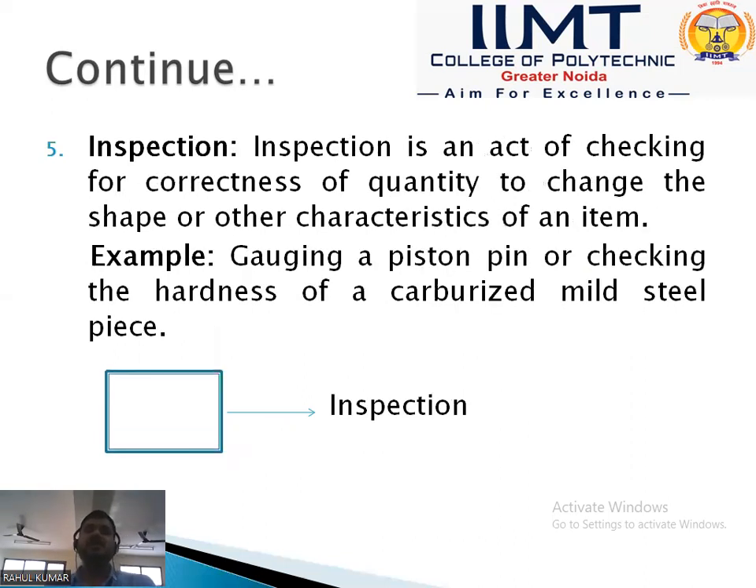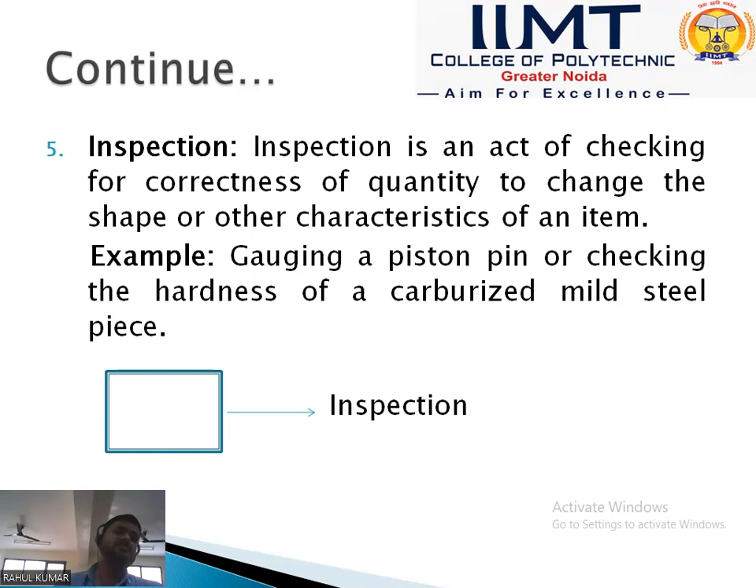Then inspection. Inspection is an act of checking for correctness of quantity or quality, not to change the shape or character of an item. For example, gauging a piston ring, or checking the hardness of a carburized steel piece. It is represented by the square symbol. Inspection means we are inspecting the correctness of the process or a product, whether a surface finish is proper or not, whether a drilling process is done in a proper way or not.